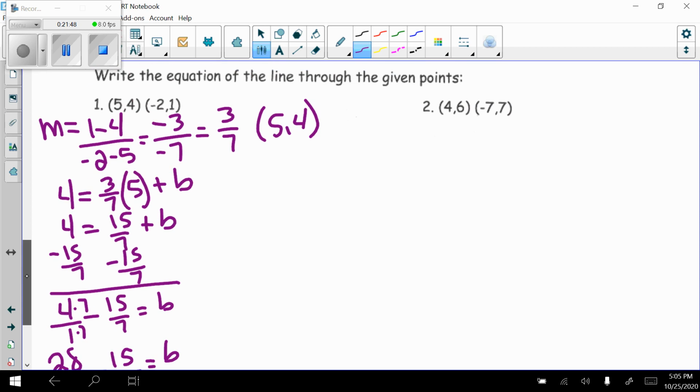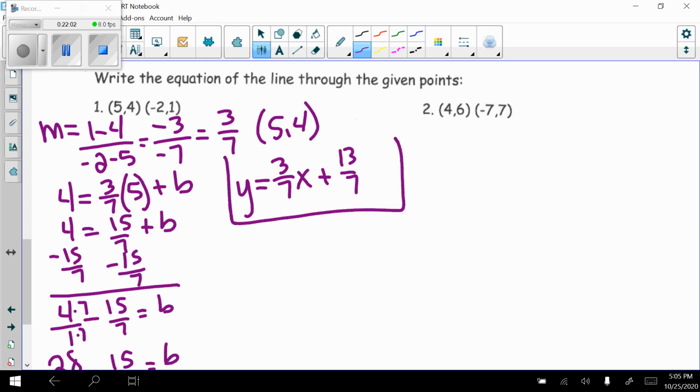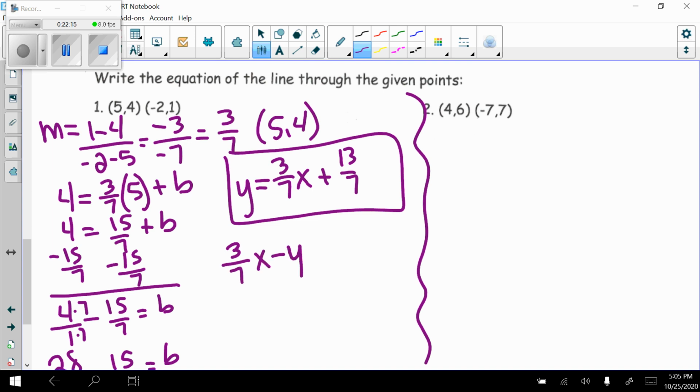Okay. So now write the equation, slope-intercept form first. Y equals 3/7 x plus 13/7. What we just found, right? So now we're going to do standard form. Standard form, I'm going to trade places with the y and the 13/7. So I have 3/7 x minus y equals negative 13/7.